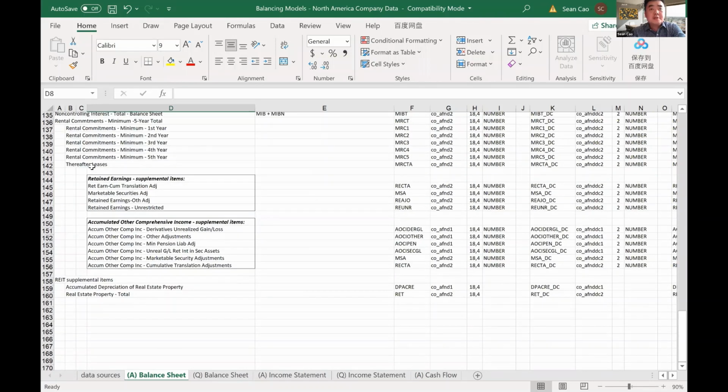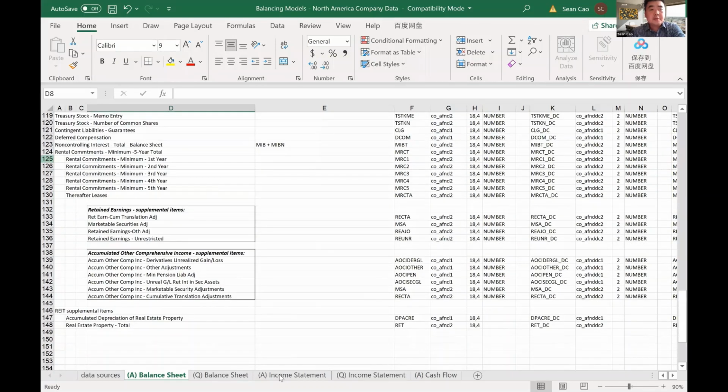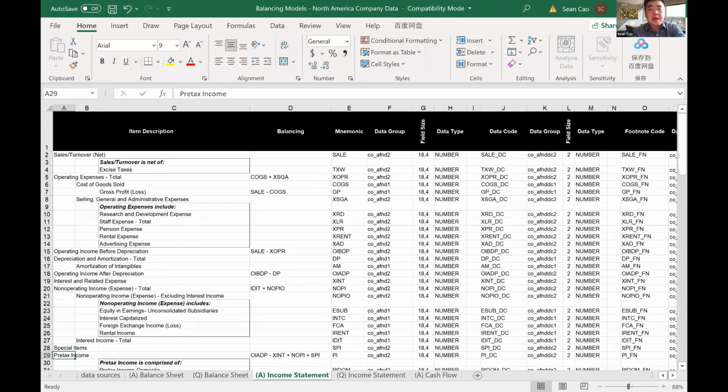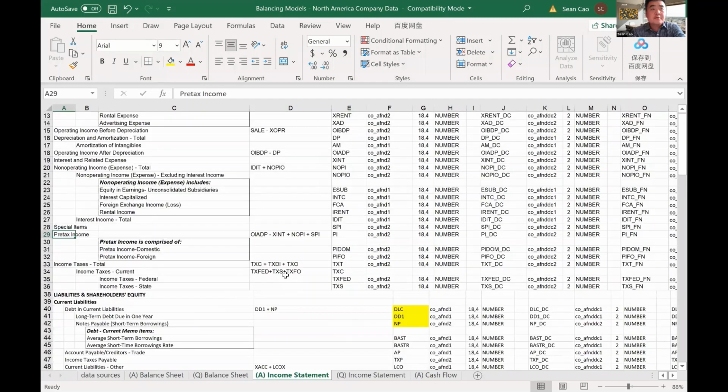How many variables are available from the balance sheet, and how many do we have from the income statement? We have about 120 variables from the income statement. How about the cash flow statement? How many variables do we have from the cash flow statement? About 35 from the cash flow statement.